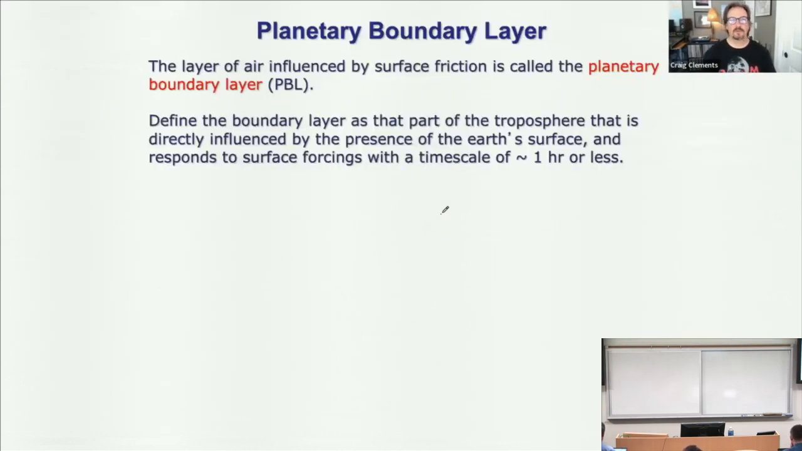But before we start diving into turbulence and these small scale structures, we need to define the planetary boundary layer. So it's basically the influence of the air that's near the surface of the Earth that's influenced by friction. And we call that the PBL, and there are other terms which we'll define in just a second. We define the boundary layer as the part of the troposphere that is directly influenced by the Earth, particularly the surface stress, and its response to surface forcing, such as heat flux, at timescales of an hour or less.